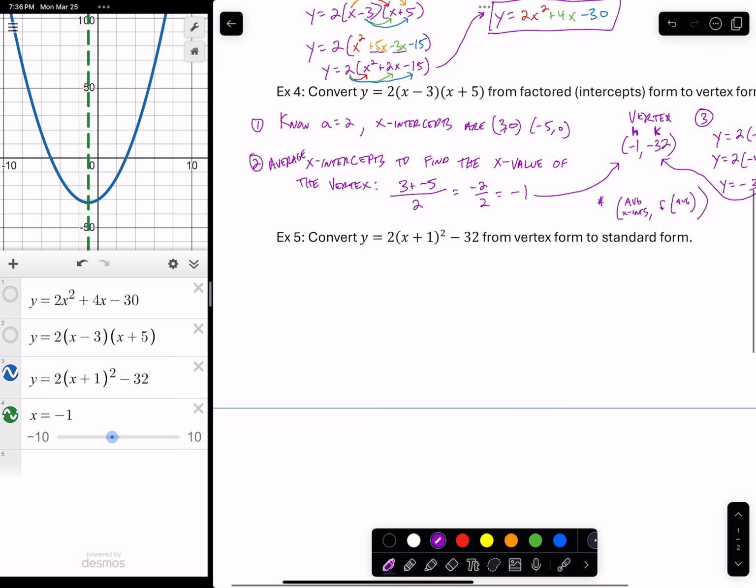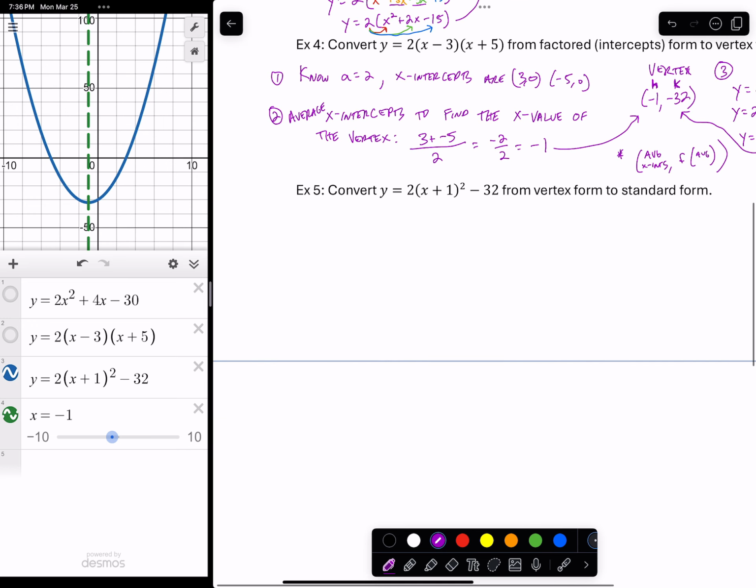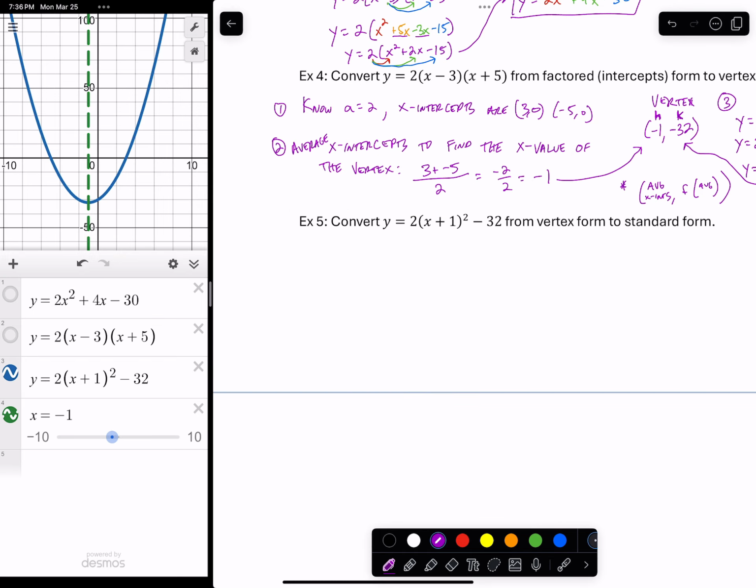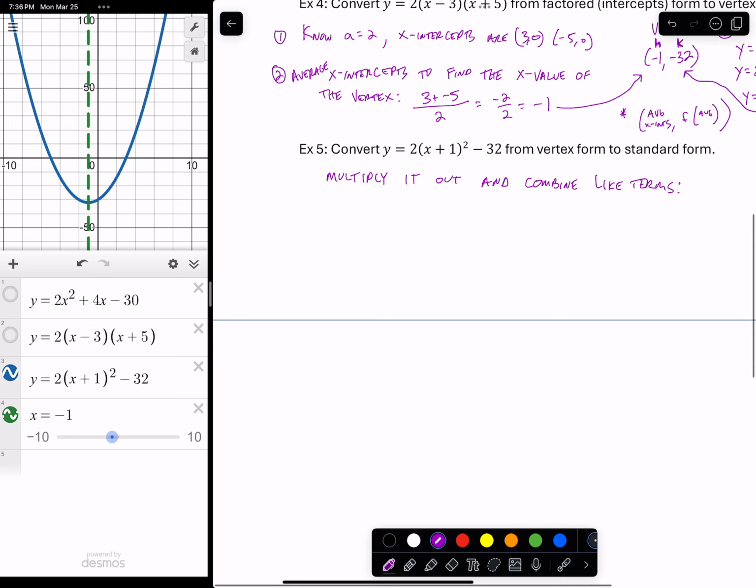All right, and then lastly, we're going to convert from vertex form to standard form. And this one's interesting because it's pretty much just like example 4. You'll see once I write it out, except at the end, you got to subtract this constant or add this constant here. So watch what happens. So we're going to say again, just multiply. What you do is you multiply it out and combine like terms. So the nice thing that happens here, I'll summarize that afterwards. Let's look at how we write it out.